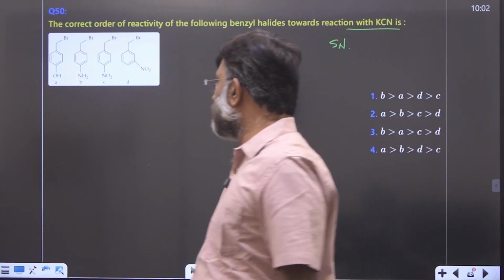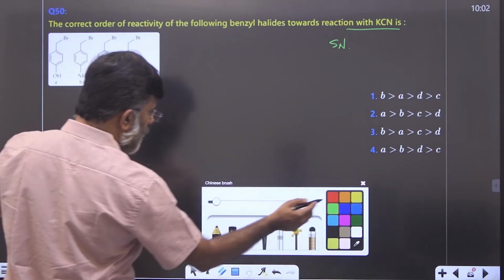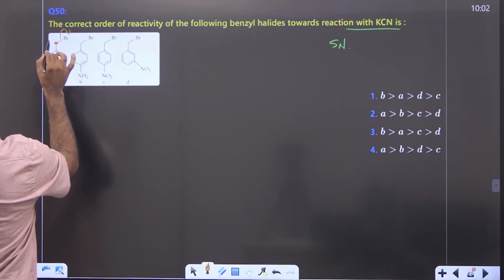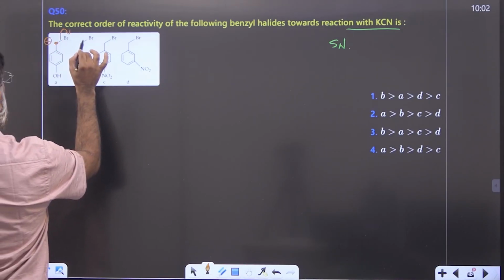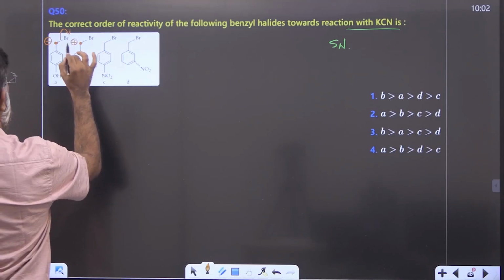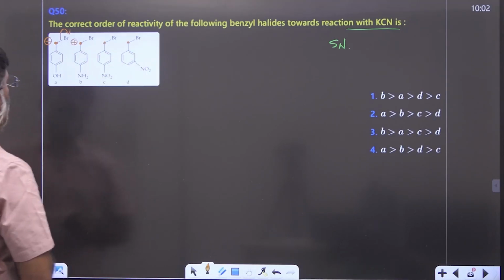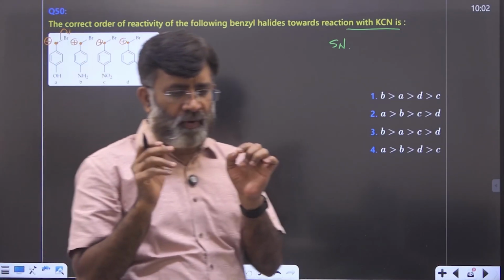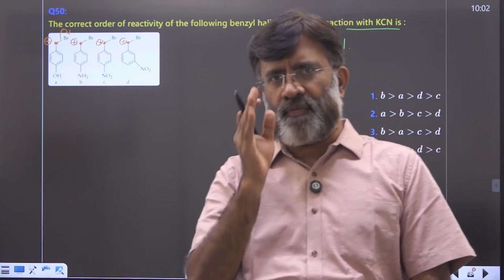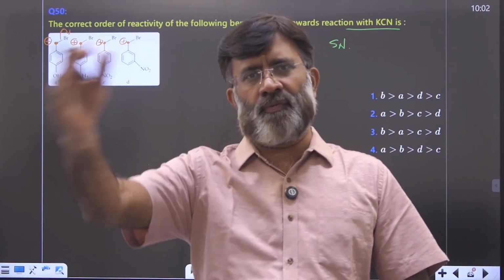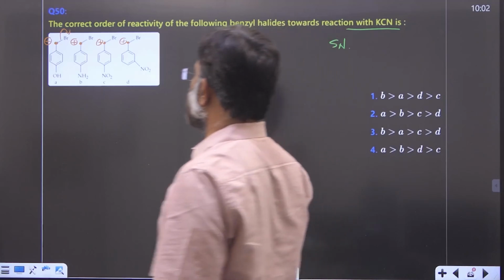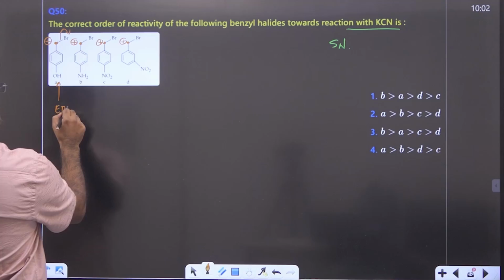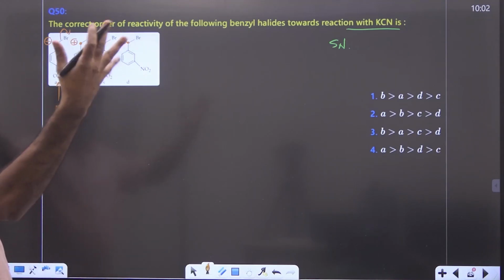Okay, so how does it come? Let's have a look. See, when this bromine is broken, you get a benzyl carbocation. This is a benzyl carbocation. Similarly here, this is a benzyl carbocation. Greater the stability of the carbocation, greater the chance of that reaction. This is an electron donating group. Electron donating group stabilizes the carbocation.